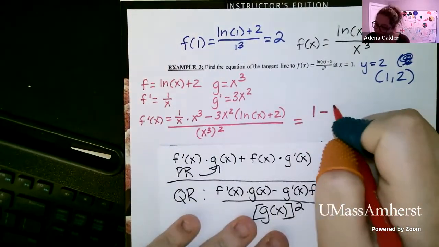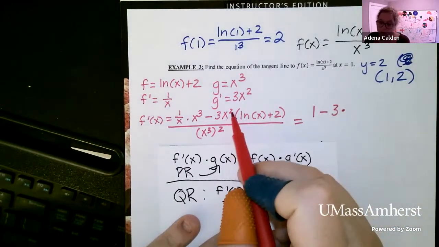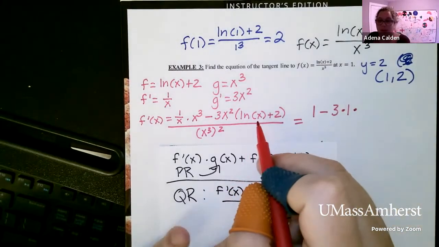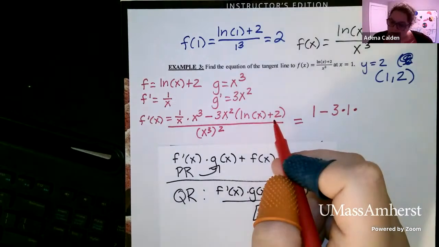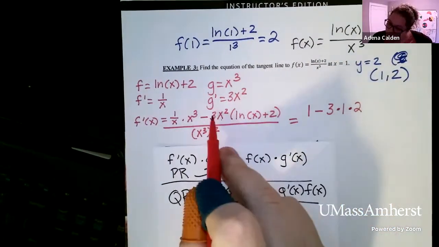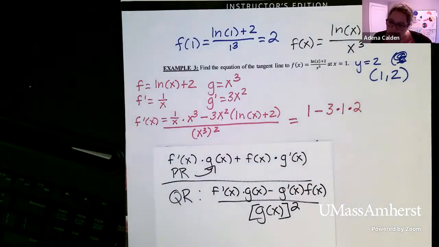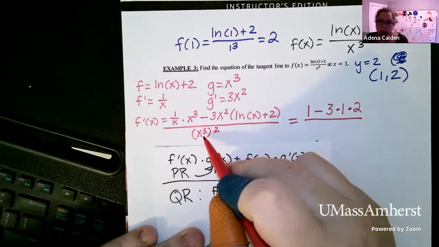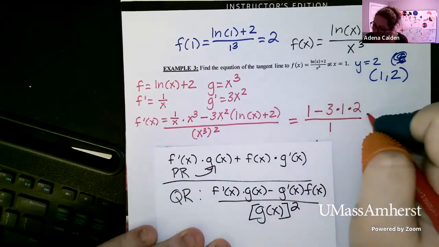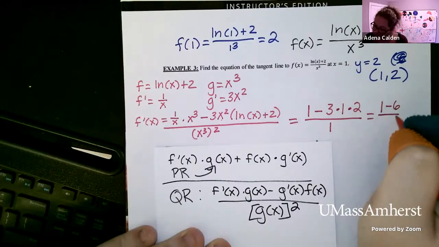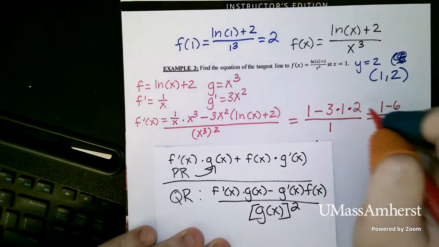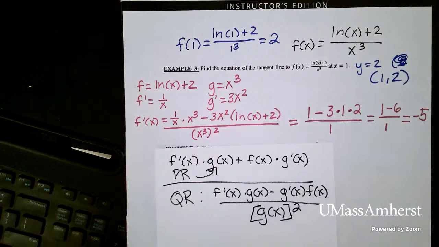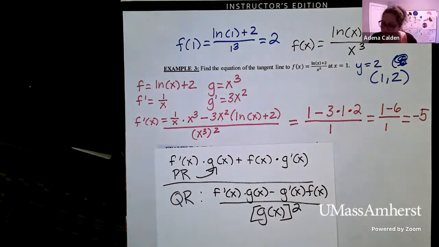minus, now I have 3 times, now 1 squared is 1, times, and then I'm looking in the parentheses, the natural log of 1 is 0, 0 plus 2 is 2. So I have 3 times 1 times 2 from the second term here. And then on the bottom, I have 1 cubed and then squared, 1 to any power is 1. So that simplifies into 1 minus 6 over 1. 3 times 1 times 2 is 6. So that gives me negative 5. So the slope of my tangent line is going to be negative 5.